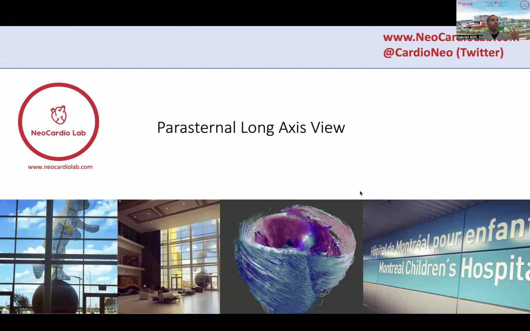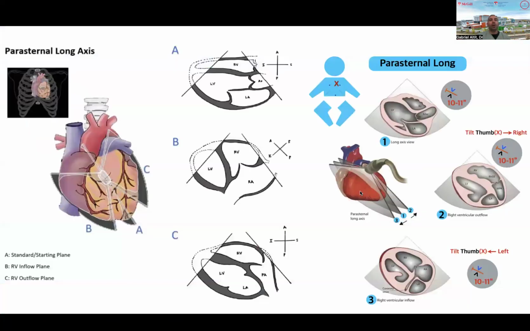So for scanners, it's an easier place to go to get some of the information on right and left atrium, right and left ventricle relationships and things like that. So these are some of the views you get with the parasternal long axis view.